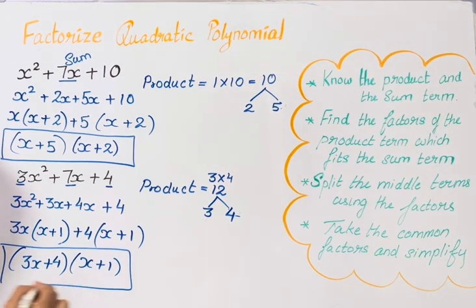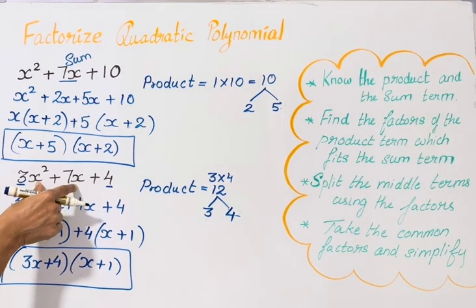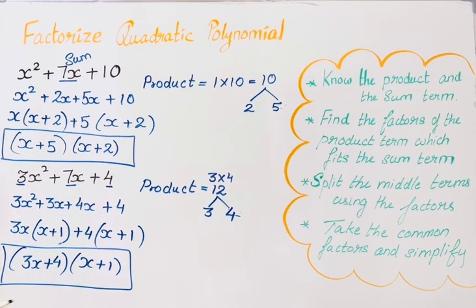We can verify whether these factors are correct just by doing the binomial multiplication. If you multiply this binomial and this binomial, you have to get the quadratic polynomial. If you do, then your answer is correct. So these are the factors.